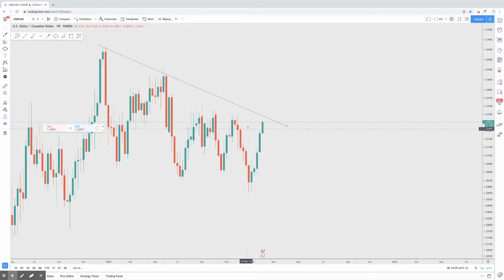And also, there's a resistance around here too. So I am going to draw that in as well, okay? Again, I'm just trying to go through as many wicks here as I can. So this would be the area that I'm looking at.